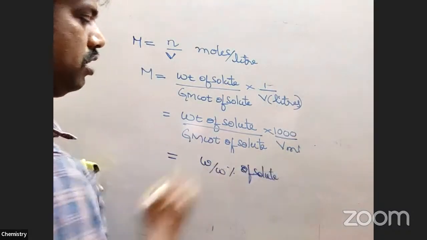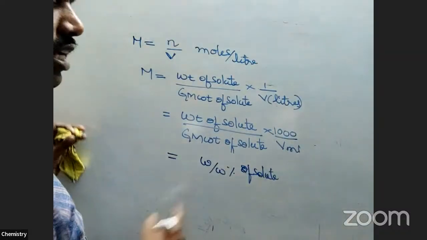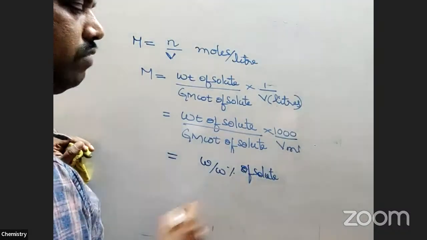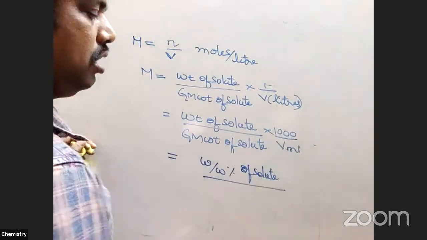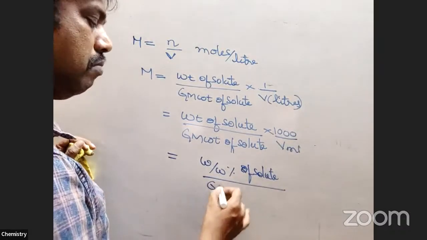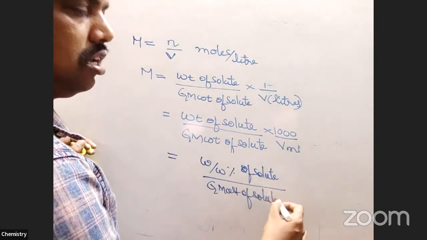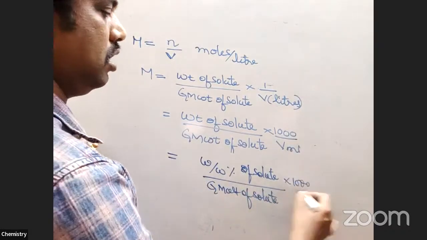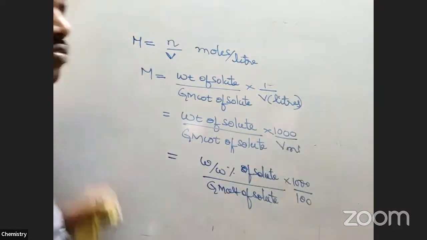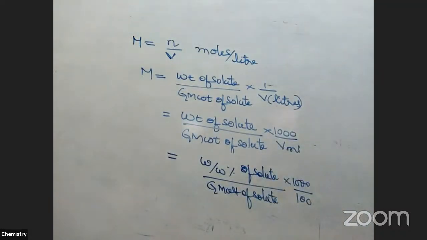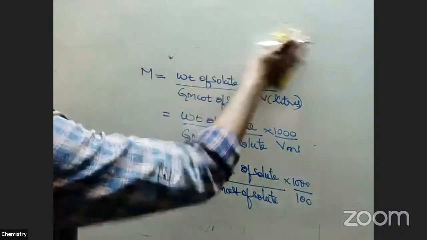Here, instead of the given amount of solute, we can take weight by weight percentage of solute by gram molecular weight of solute into 1000 by 100. What is the volume of solution? That is equal to 100. We use this formula, or we use one more formula.